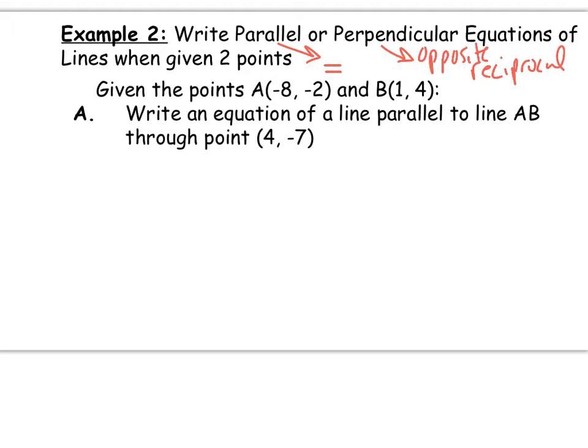So this first one, write an equation of the line parallel to line AB through point 4, -7. So we know the slopes are going to be equal. We don't have the slope, so we have to calculate the slope of line AB. Our slope equation is the change in y values over the change in x values, and we're writing the slope of line AB, so we'll be clear about our work.